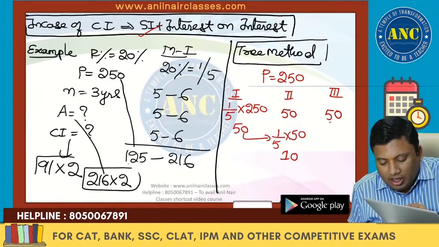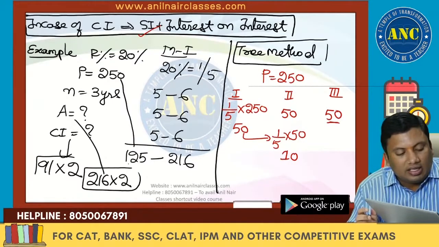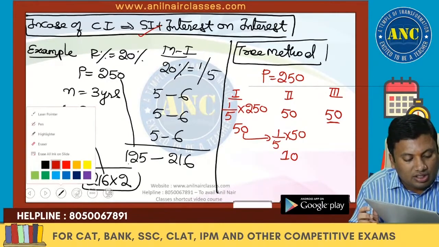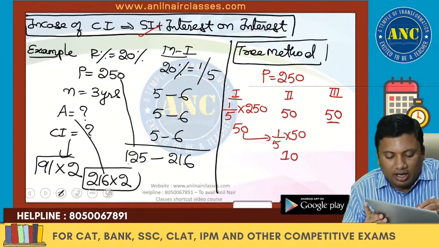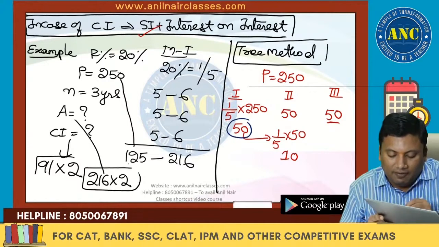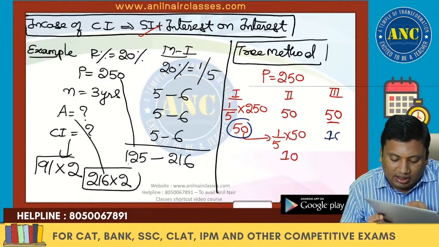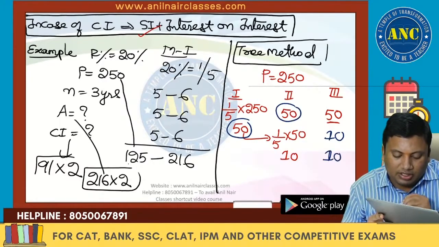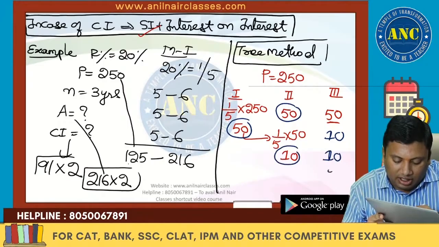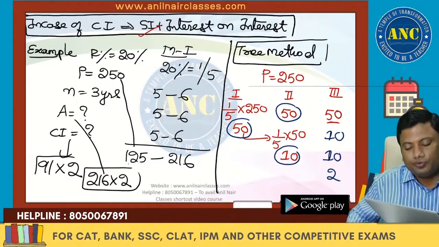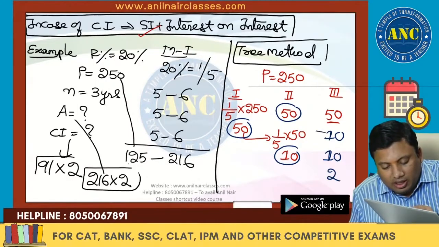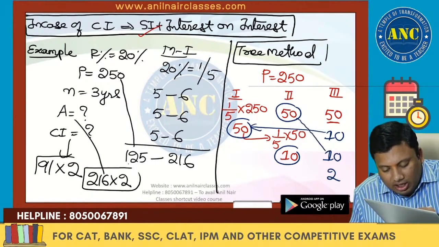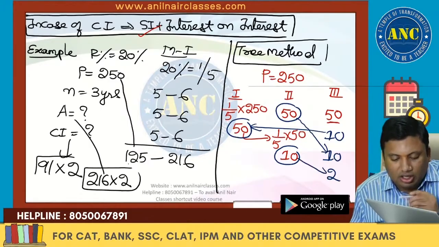Third year it is SI plus interest on interest. On every interest I need to calculate the interest. 1 by 5 of 50 is 10. 1 by 5 of 10 is 2. So these are nothing but the interest on interest.